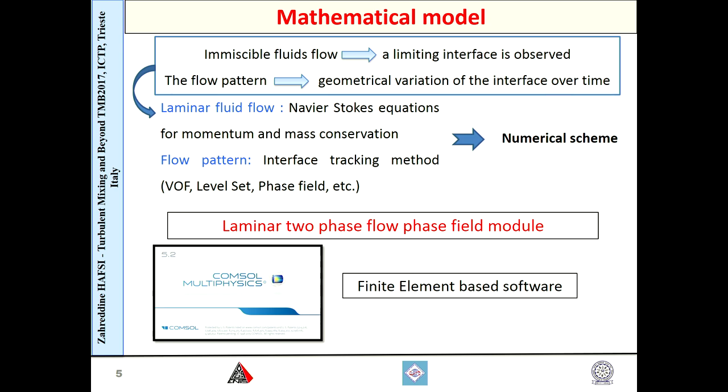So our model is built relying on the Navier-Stokes equations, the two equations of momentum and mass conservation. We'll not talk about the energy equation because we'll assume an isothermal flow. And we'll use the phase field model to build our numerical scheme. These equations will be solved using the COMSOL Multiphysics 5.2 software. It's a finite element based software. And there is a module inside COMSOL called the laminar two-phase flow phase field module, and we'll use it.